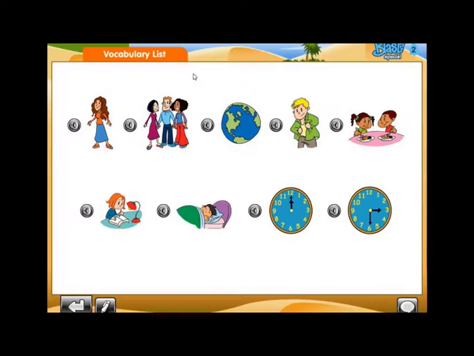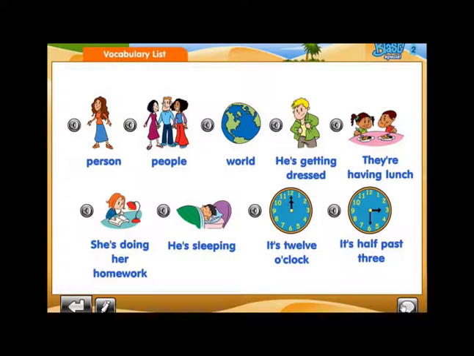3C. Listen and repeat. Lesson. Person. People. World. He's getting dressed. They're having lunch. She's doing her homework. He's sleeping. It's 12 o'clock. It's 3:30.